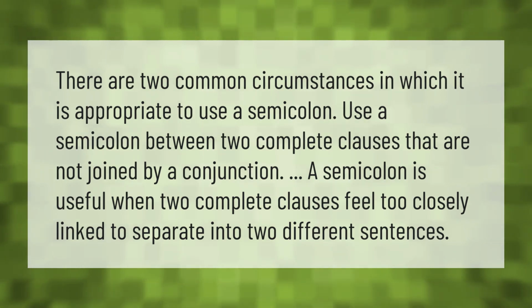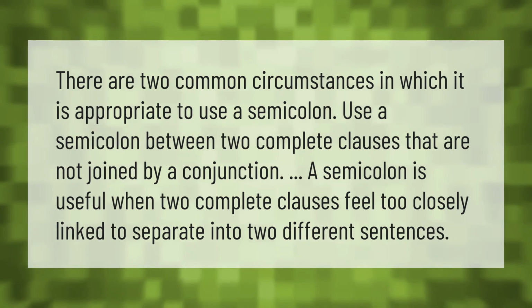There are two common circumstances in which it is appropriate to use a semicolon. Use a semicolon between two complete clauses that are not joined by a conjunction. A semicolon is useful when two complete clauses feel too closely linked to separate into two different sentences.